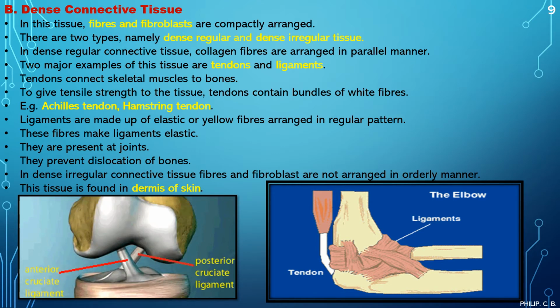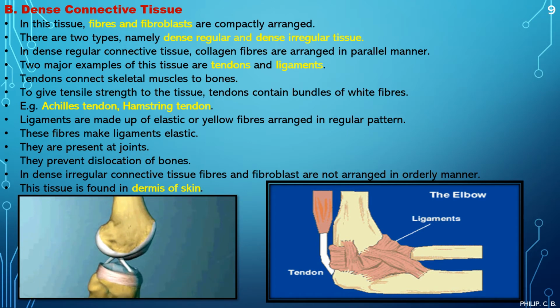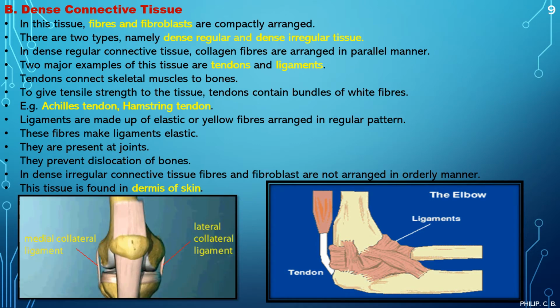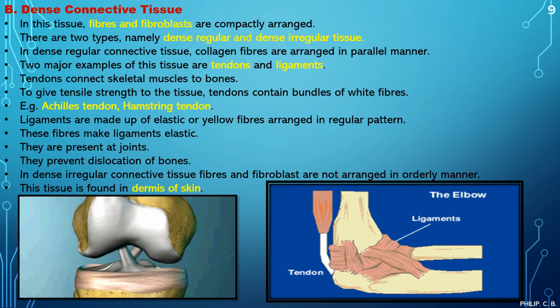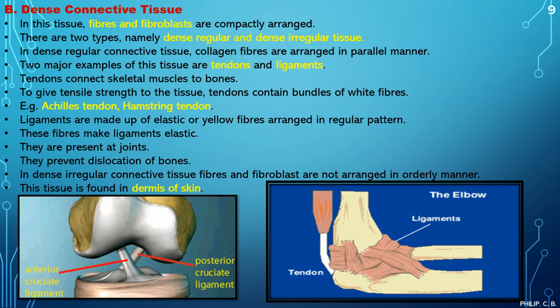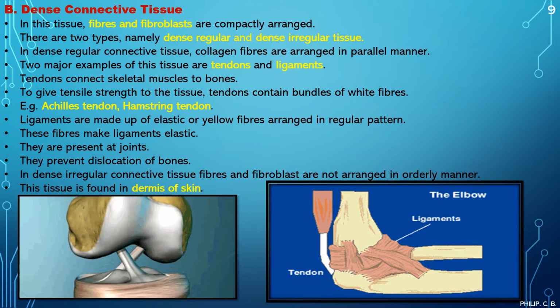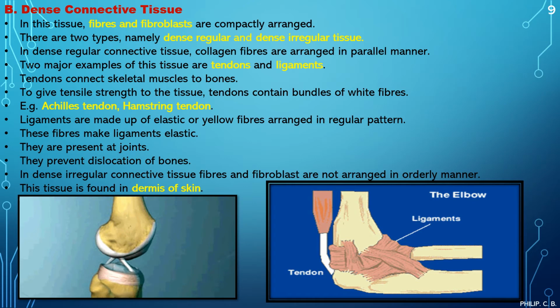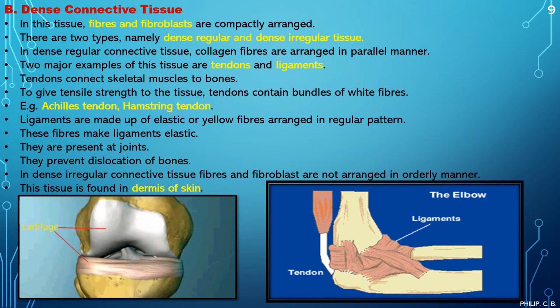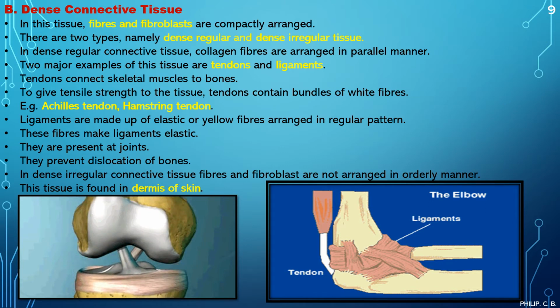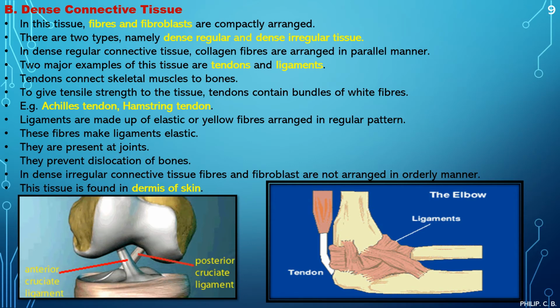Further, ligaments are made up of elastic or yellow fibers arranged in a regular pattern. These fibers make ligaments elastic. They are present at joints. So where are they present? In the joint region, to provide more flexibility to the joint when you move around. They prevent dislocation of the bones. In dense irregular connective tissue, fibroblasts are not arranged in an orderly manner. That's why, as I mentioned, it is unevenly arranged. The tissue is found in the dermis of the skin.